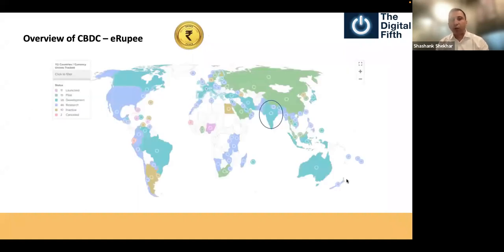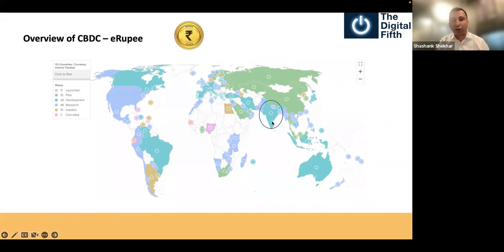Across the globe, as I was talking about, most of the central banks have been making an attempt to launch a central bank digital currency. It's primarily because cryptocurrency adoption is increasing and most cryptocurrencies are not regulated or backed by the central bank. So that's where the government and the central bank are trying to put a legalized structure in place for launching their own cryptocurrencies in the form of CBDCs.